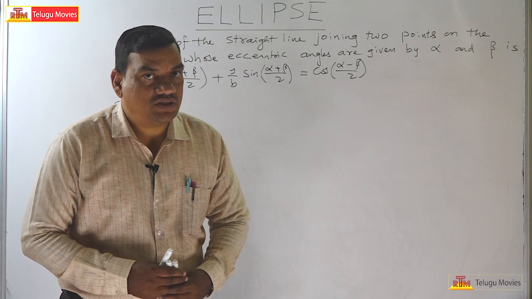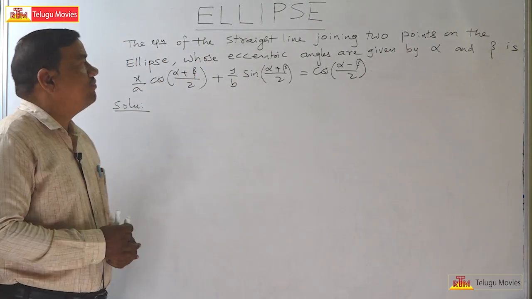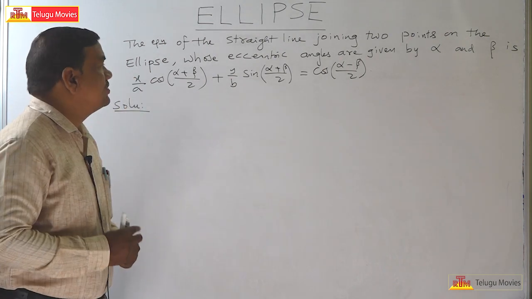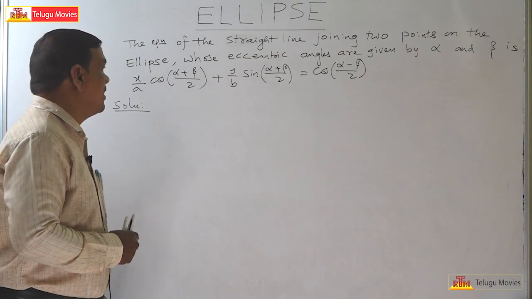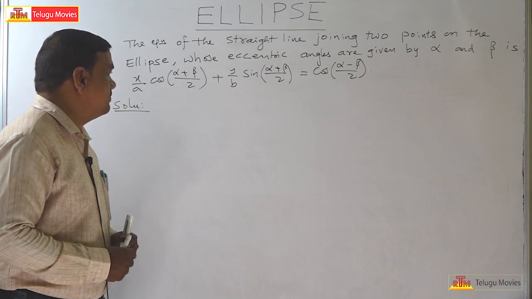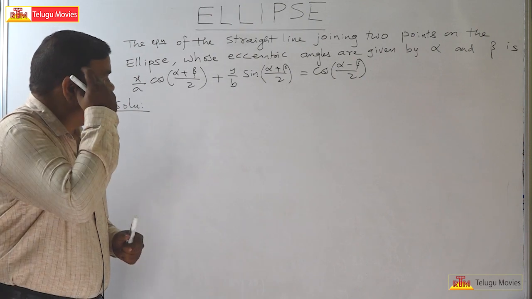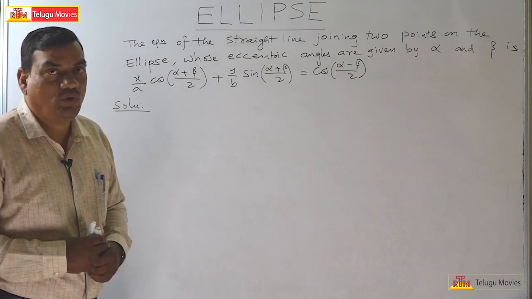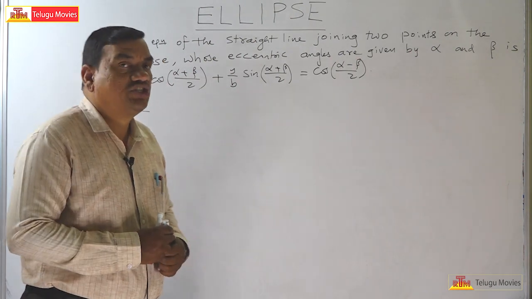Welcome back to this concept. The concept is here: the equation of the straight line joining two points on the ellipse whose eccentric angles are alpha and beta is given by the equation (x/a) cos((alpha+beta)/2) + (y/b) sin((alpha+beta)/2) = cos((alpha-beta)/2). This is a first degree equation, it is the equation of a straight line.